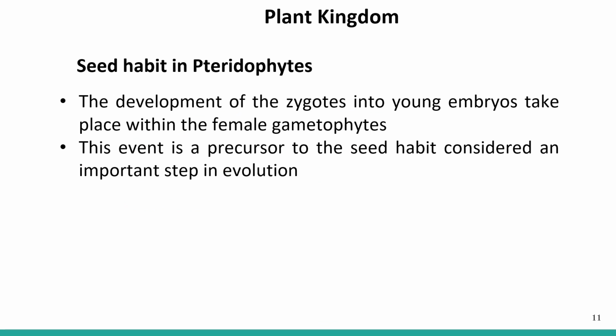The development of the zygote into a young embryo takes place within the female gametophyte only. After fertilization, the zygote is formed in the parent body only. The young embryo is also formed and attached to the parent body only. This event is the precursor to the seed habit. In this way the seed habit has started, and it can be considered an important step in the evolution and formation of seeds.